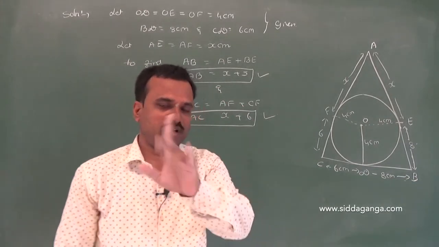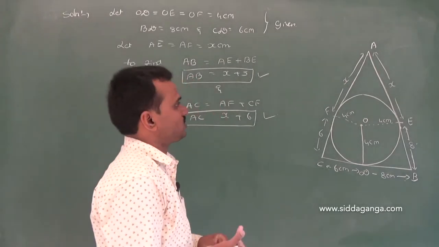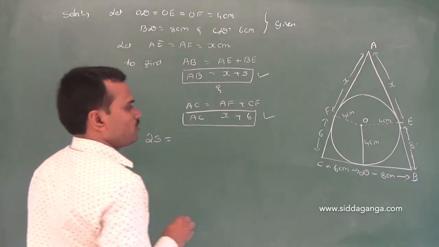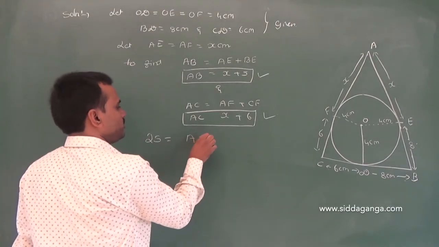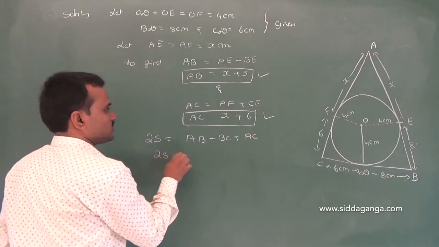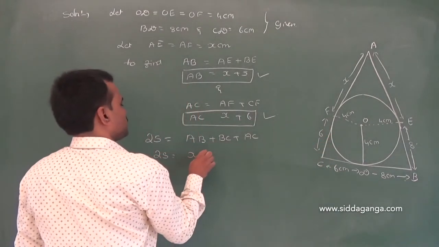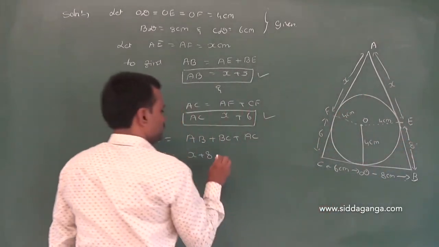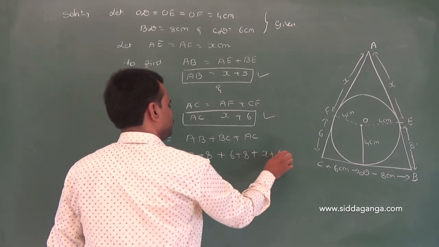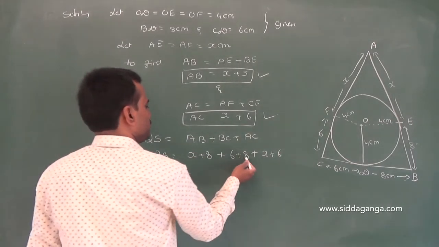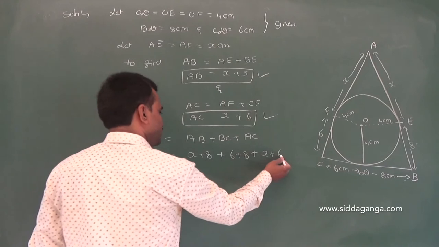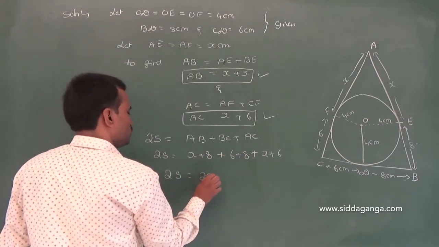Heron's formula, I think you know in 8th or 9th class. According to Heron's formula, 2s is equal to what? AB plus BC plus AC. Correct? 2s is equal to AB, x plus 8, plus BC, 6 plus 8, plus AC, x plus 6. 2s is equal to. See, observe here, it is how much? 8 plus 6, 14. Yes? 6, 8, and x plus x, 2x.